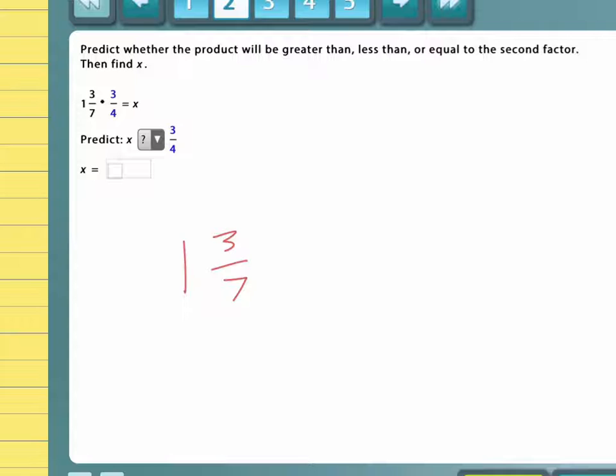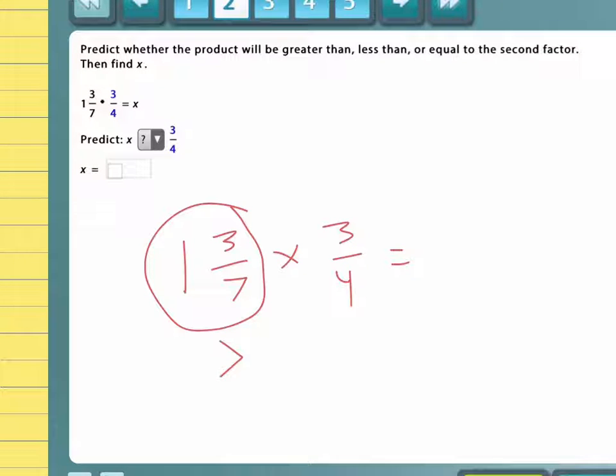Second problem, exactly the same as the first, predicting the answer. You are multiplying 3/4 times 1 and 3/7. Is the product going to be greater, less than, or equal to 3/4? Well, this number here is greater than 1 whole, so your answer is also going to be greater. So the answer is going to be greater than 3/4. Now we need to find the actual product.